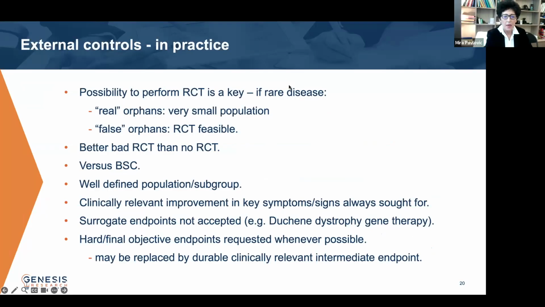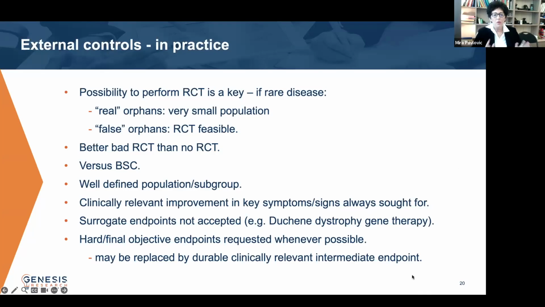Now this slide is 30 years of practice. One, the possibility to perform an RCT is key. Anyway, the possibility to perform an RCT is key. If we have a rare disease, regulatory and HTA bodies distinguish broadly real orphans, meaning very small populations, and a kind of false orphans when they consider that an RCT is feasible.